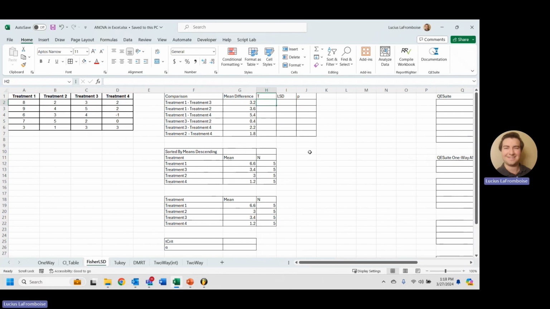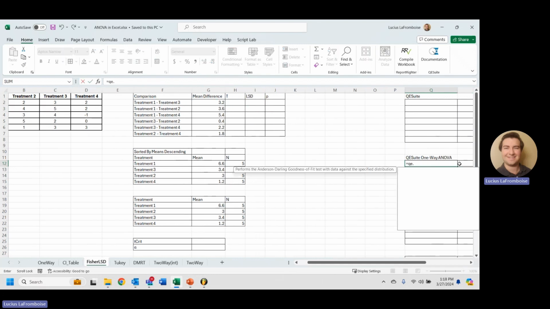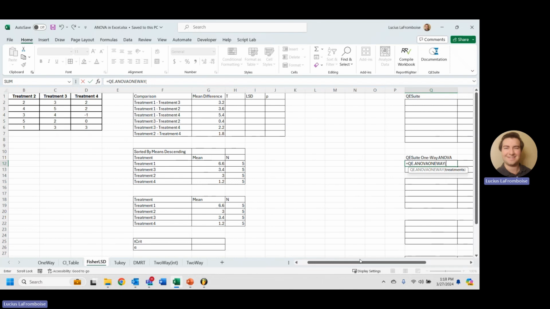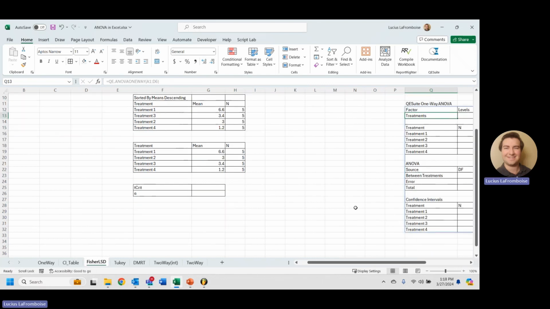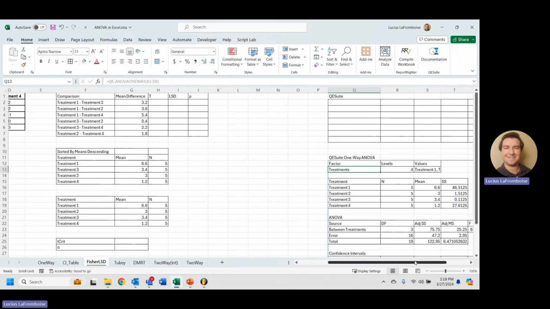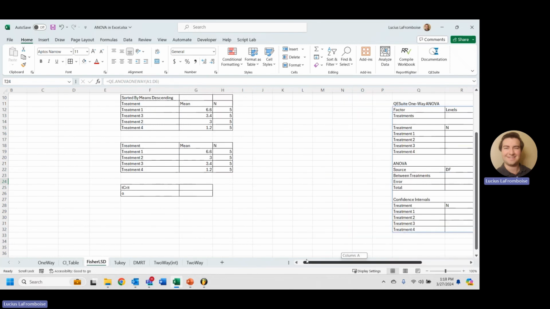So if you remember, for this, we're going to need our mean squared error. So we'll just use equals QE.ANOVA.OneWay. This is where you're going to need QE Suite. Make sure to get your free trial started. And then we just select that whole range. And there we go, one-way ANOVA. And so this right here is where we're looking for our mean squared error.